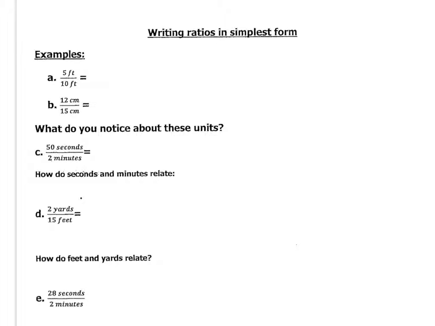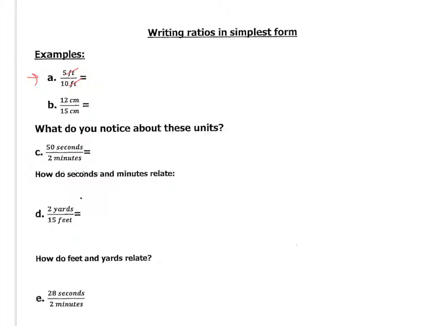In this lesson, we're going to talk about how to simplify ratios. So if you look at the first example here at the top, we have 5 feet over 10 feet. And so the first thing that we can do is whenever the units match, like feet and feet, you can cancel those out. Then what we want to look at is the 5 and the 10.